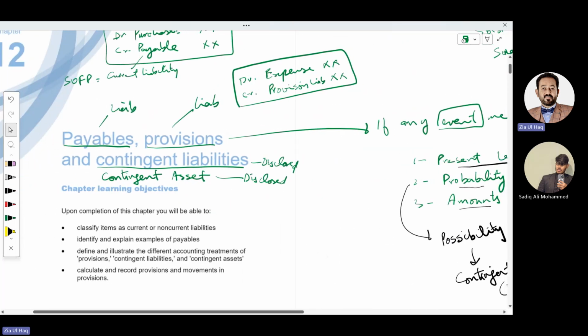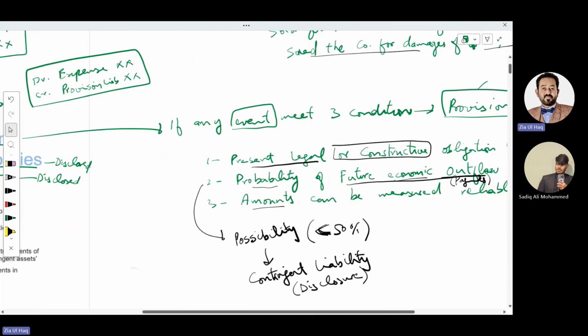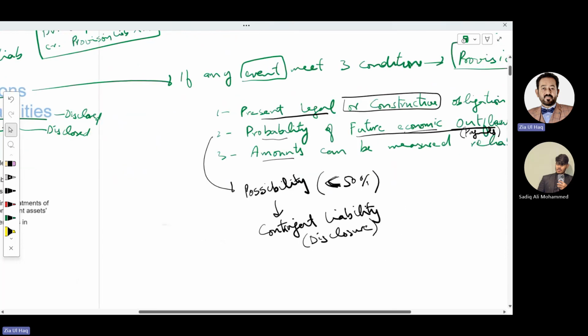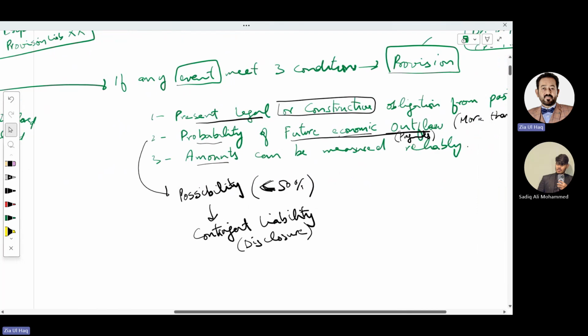What is a contingent asset? We will discuss later on. So payable is a liability. Provision is also a liability in case these three conditions are fulfilled. And contingent liability and contingent asset will be disclosed when there is a possibility of future economic outflow rather than probability.